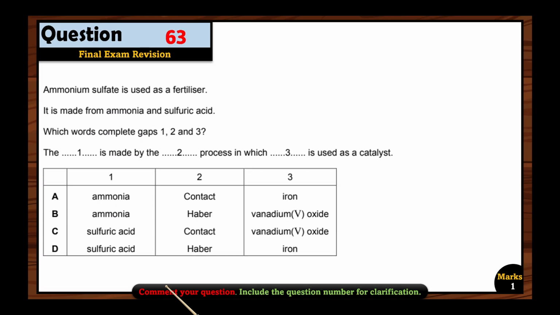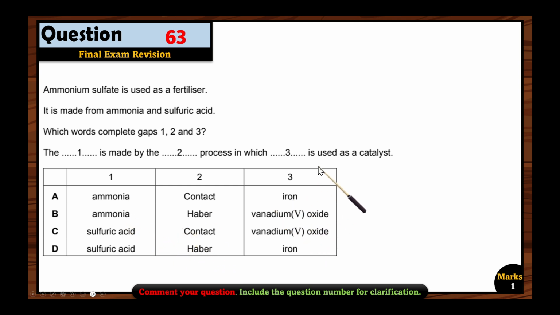Question 63. Ammonium sulfate is used as a fertilizer. It is made from ammonia and sulfuric acid. Which words complete gaps 1, 2, and 3? The dash is made by the dash process. Let's see. Ammonia is made by the Haber process. It means option B can be right. Sulfuric acid is produced by the contact process. Yes, so option C can be right. So only B or C can be right.